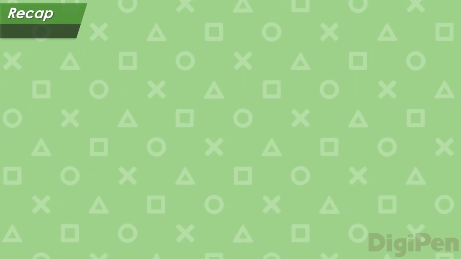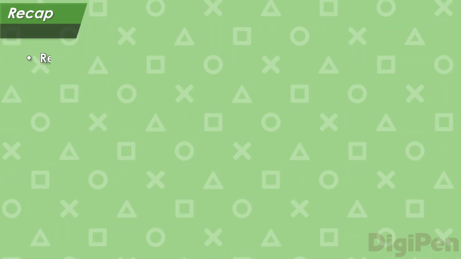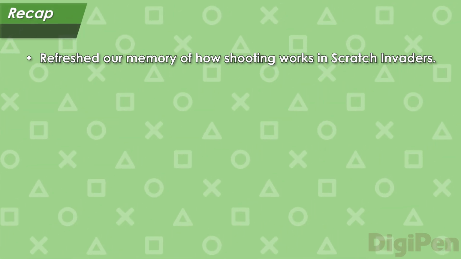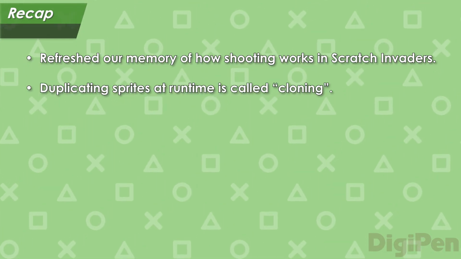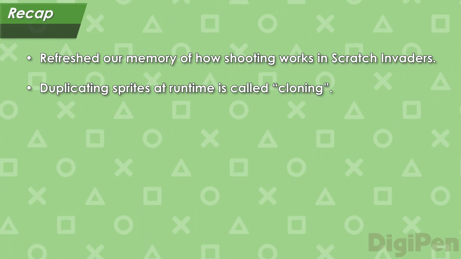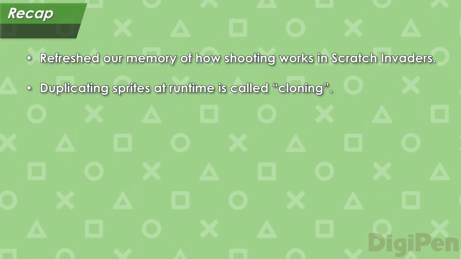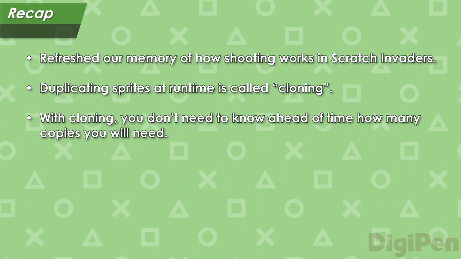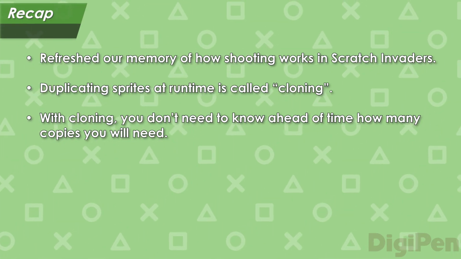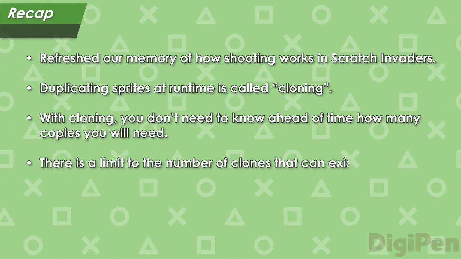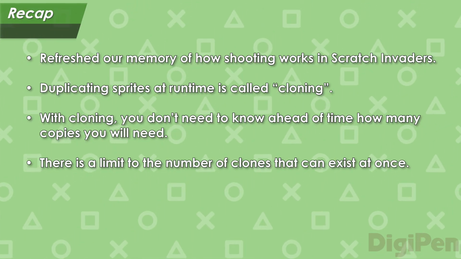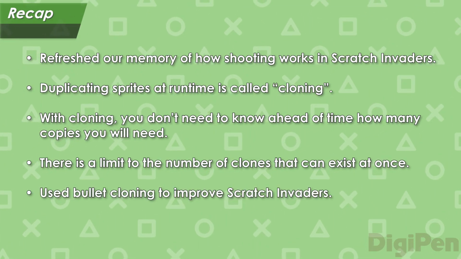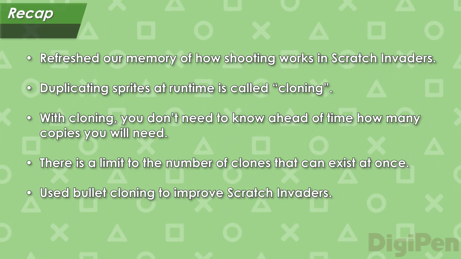Let's recap what we've learned in this video. First, we refreshed our memory of how shooting works in Scratch Invaders. We learned that it can be improved by duplicating the bullet sprite at runtime, which is called cloning. The main advantage of cloning a sprite is that you don't need to know ahead of time how many copies of it you will need. But we also learned that there is a limit to the number of clones that can exist at once. Finally, we used bullet cloning to improve Scratch Invaders.